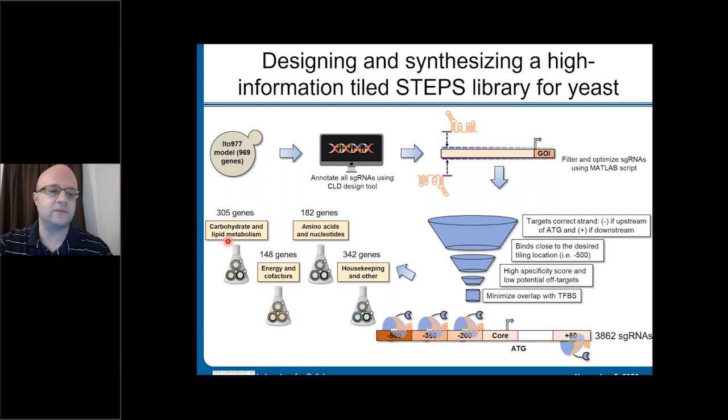And these were pools of carbohydrates and lipid metabolism, energy cofactors, amino acids, and nucleic acids, nucleotides, and other housekeeping type of metabolic function. So sort of 4 crude categorizations of metabolism, but really a way in which to screen library-wise through targets of interest.